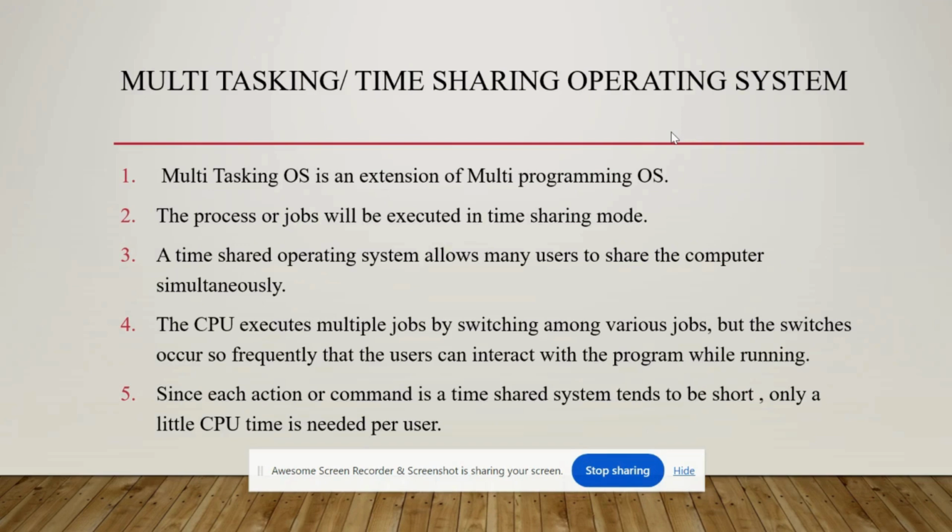Since each action or command in a time-shared system tends to be short, only a little CPU time is needed per user. As the system switches rapidly from one user to the next, each user is given the impression that the entire computer system is dedicated to them, even though it is shared among many users.